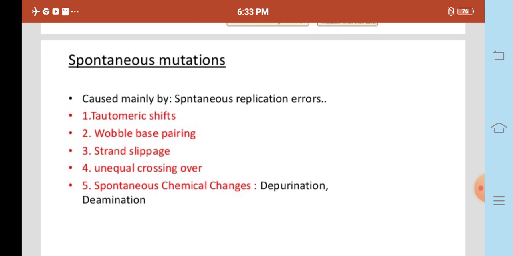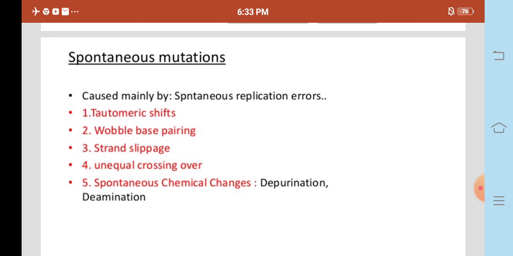All these are different types of spontaneous mutations. First one is tautomeric shifts, second one is wobble base pairing, third one is strand slippage, fourth one is unequal crossing over, and fifth one is spontaneous chemical changes. Spontaneous chemical changes are of two types. First one is depurination and second one is deamination.